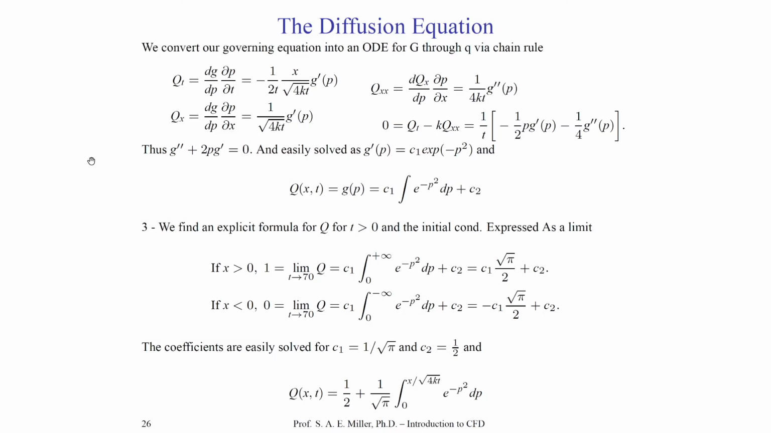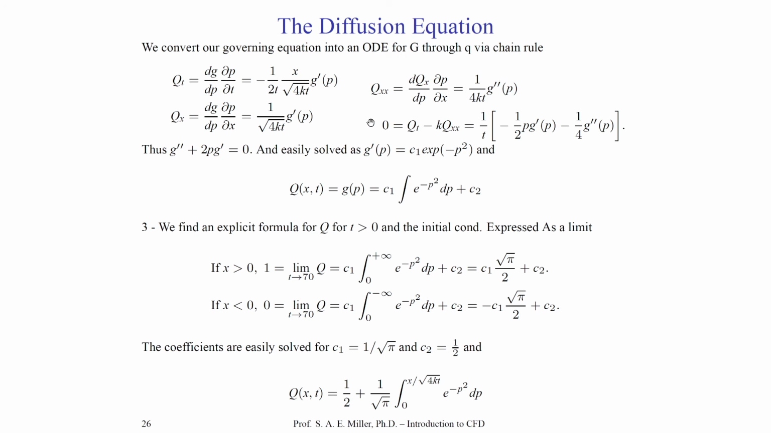Now, we can try and convert our governing equations into an ODE for G through Q via the chain rule. Here, we show operations of taking the partial derivative of Q with respect to time and with respect to x. You'll see that we have this same kernel of x, or 1 over 4kt, where k is the coefficient and t is time, as a function of g prime of p. We can also find the second derivative of q with respect to x. It'll be 1 over 4kt g double prime of p.